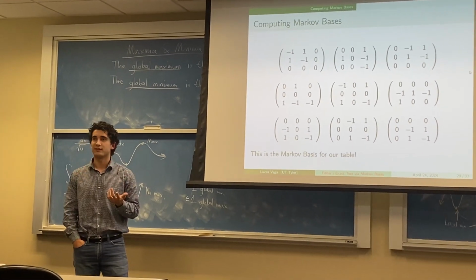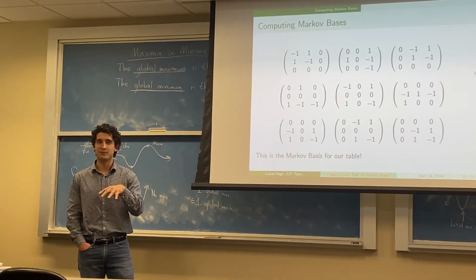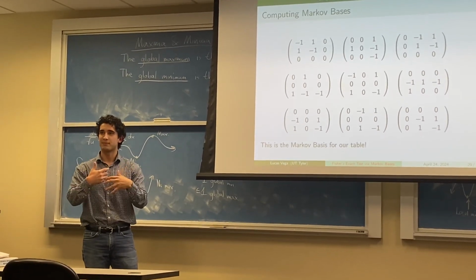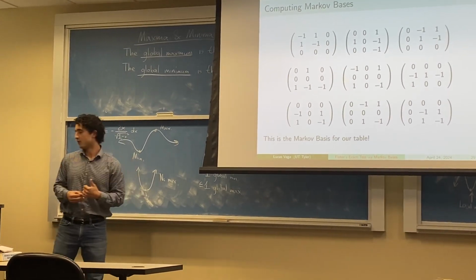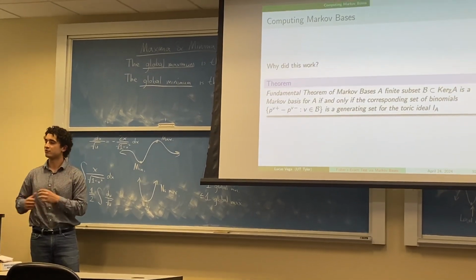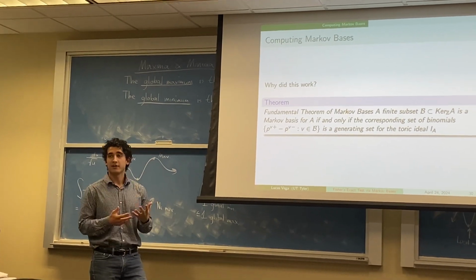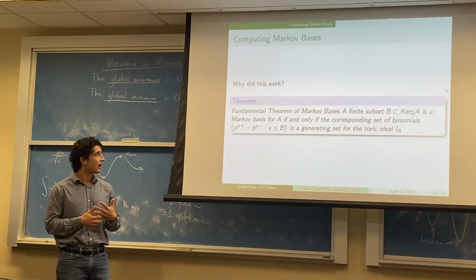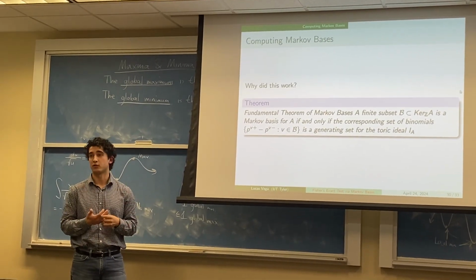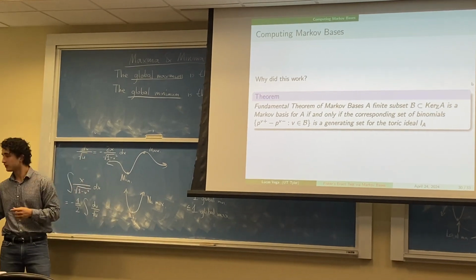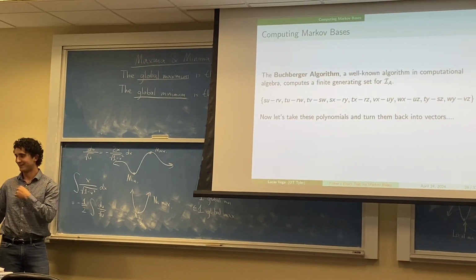So that was really weird. It's like we wanted a set of matrices, and we did a weird thing with polynomials. And when we did the subtraction from the polynomials, we got this set of moves. Why did that work? Well, it's from a big result in algebraic statistics, which says you have a Markov basis if and only if the set of polynomials that you get from it is a generating set for the toric ideal. So what did we do? Since it's an if and only if, that's a spoiler.